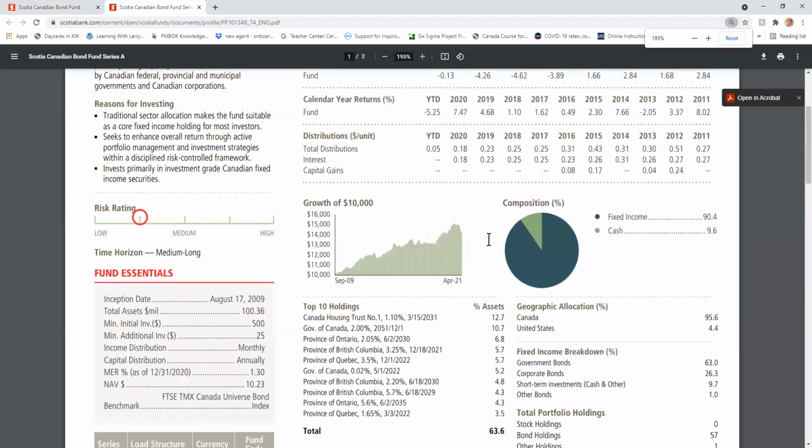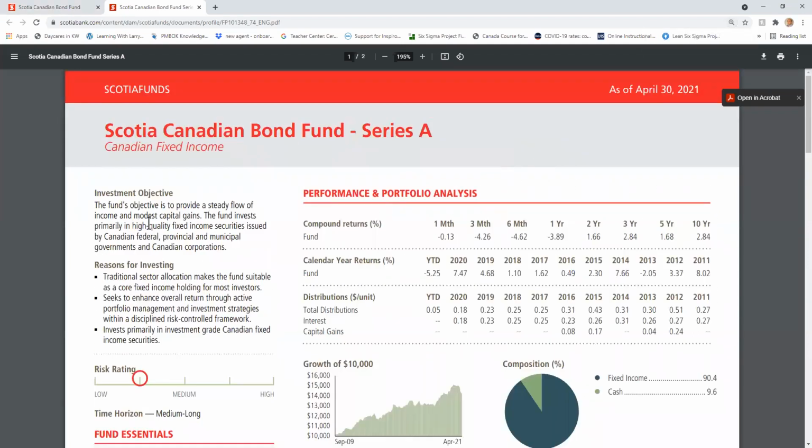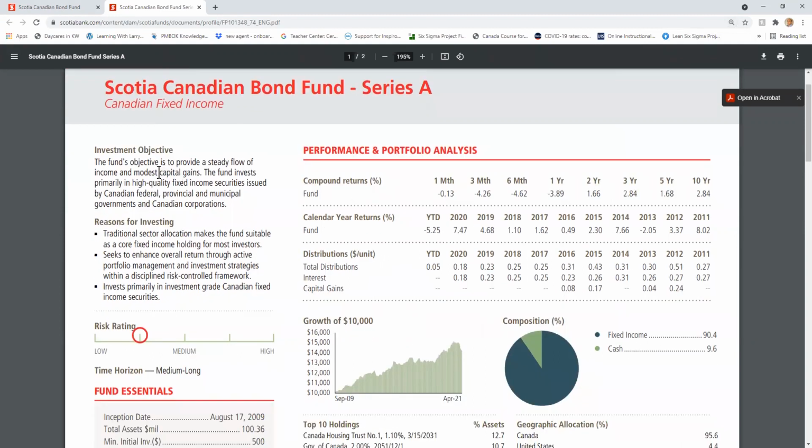Under the fund facts, we can see that this is to provide a steady flow of income and modest capital gain. Remember, capital gain is possible because with bonds you can buy lower and sell at a higher price. Remember the bond prices we talked about, bonds may go up and down. The price may increase; it may be at a premium, it may be at a discount. So you could get capital gain from a bond, but you will also get interest from the bond.